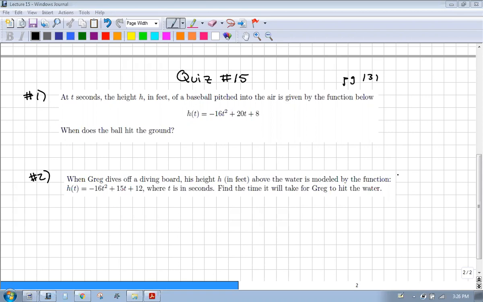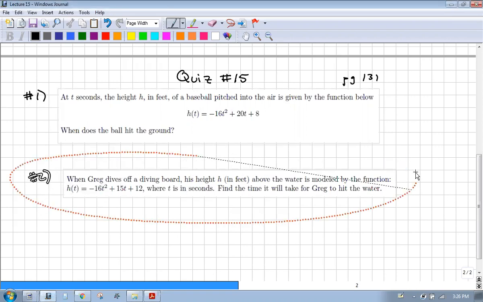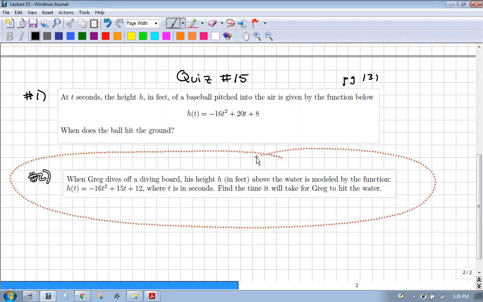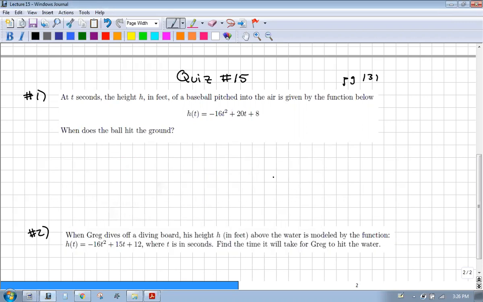All right, let's look at this quiz here. At t seconds, the height h in feet of a baseball pitched into the air is given by the function below, h of t. When does it hit the ground? Well, this function tells you the height, so it hits the ground when the height is 0. So we just have to solve for t here.